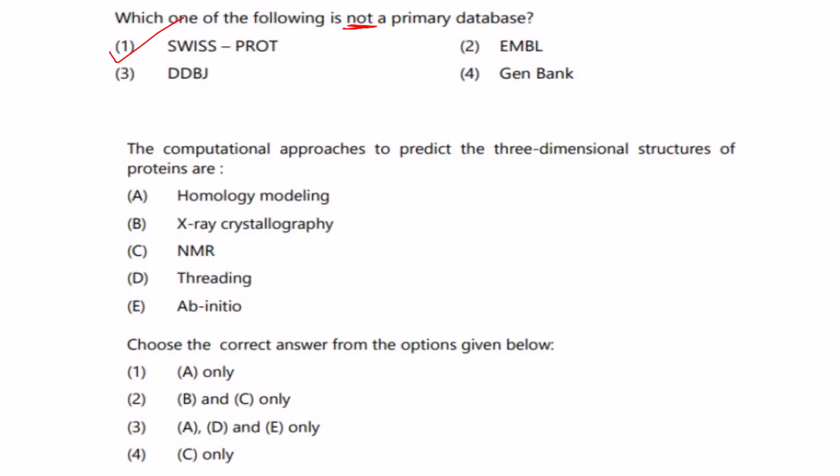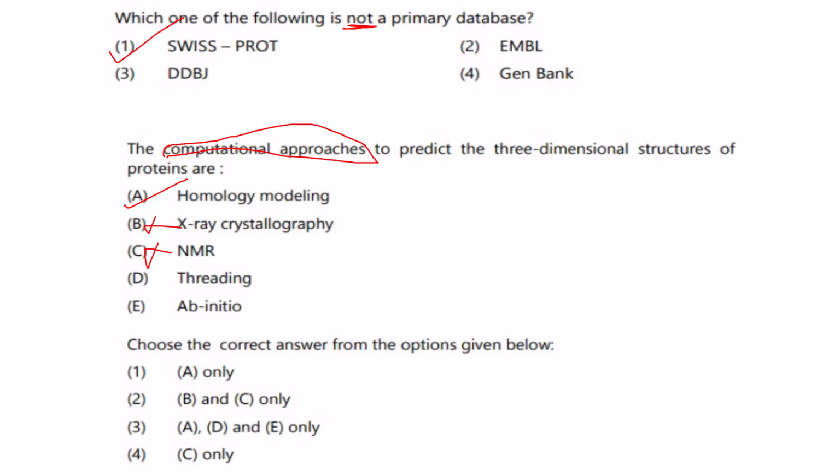Then next one, the computational approaches to predict the three-dimensional structure of protein. They have asked for computational approaches. That means X-ray crystallography and NMR are your experimental approaches to determine the three-dimensional structure of proteins. Computational means you are using various bioinformatic tools to determine the structure of proteins. Now the first one will be homology modeling.